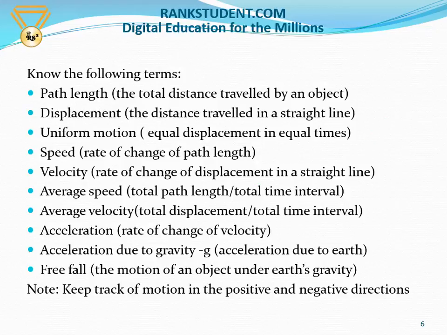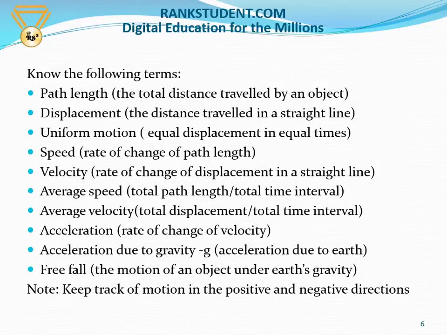Now the following terms appear in this chapter, and we must know them. This would be part of our vocabulary in physics. Path length is the total distance traveled by an object. By contrast, displacement is the distance traveled only in a straight line.